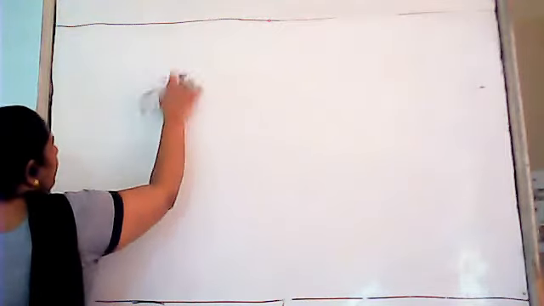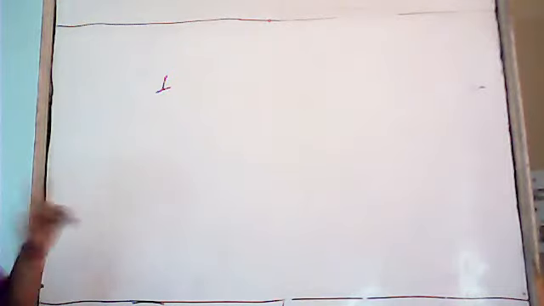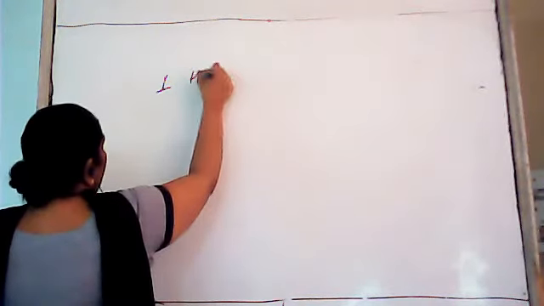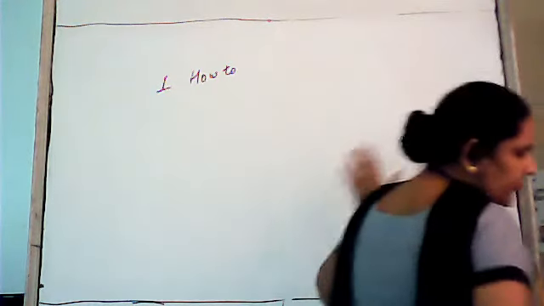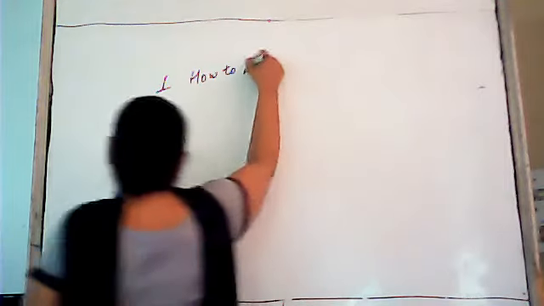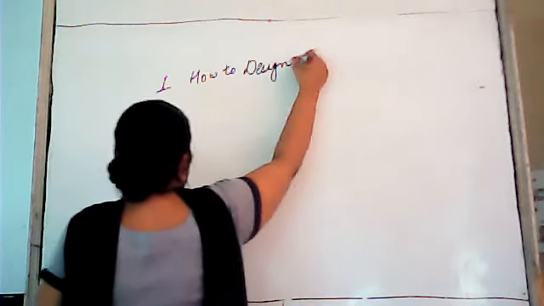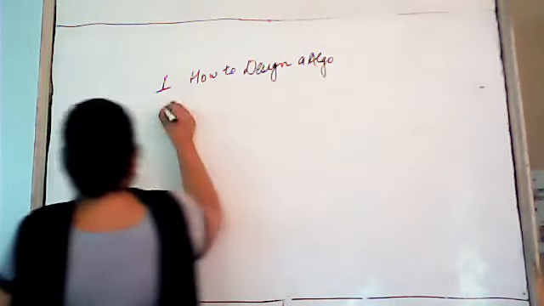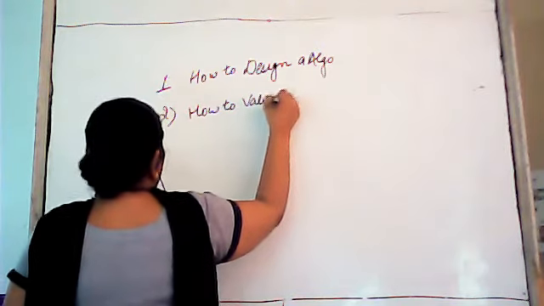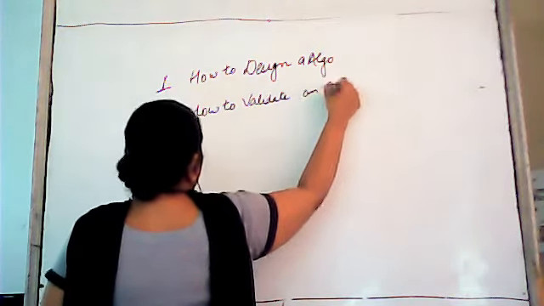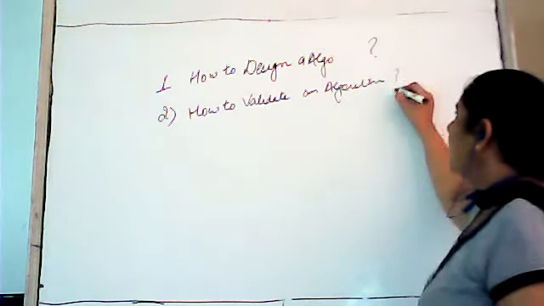There are two questions after designing the algorithm. Whenever you're given any problem to design an algorithm, there are two questions which come to everybody's mind: how to design an algorithm, and second, how to validate an algorithm.